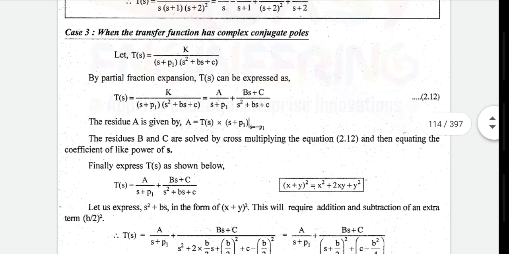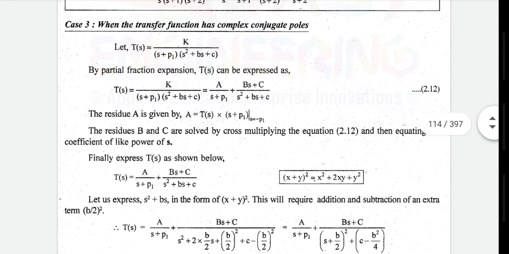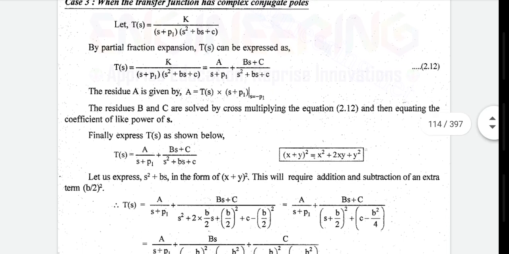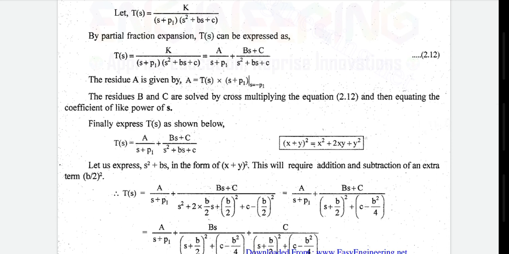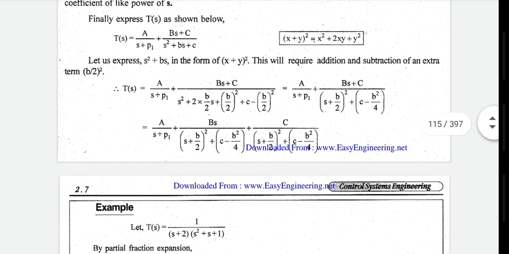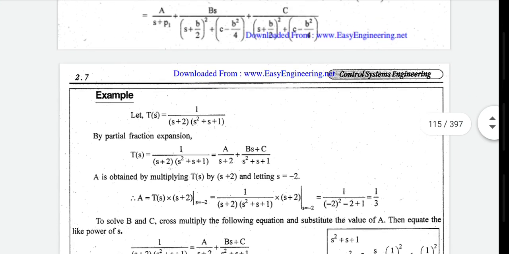So what is case 3? When the transfer function has complex conjugate poles. What is complex conjugate? Complex values. If you have the x plus jy form, then how are you going to reduce it? See here.